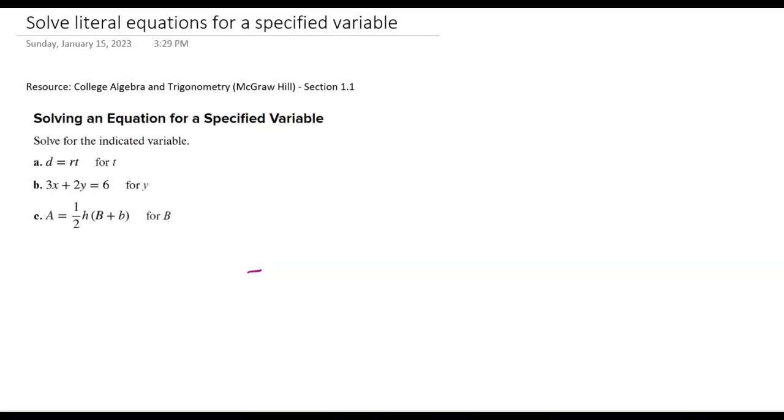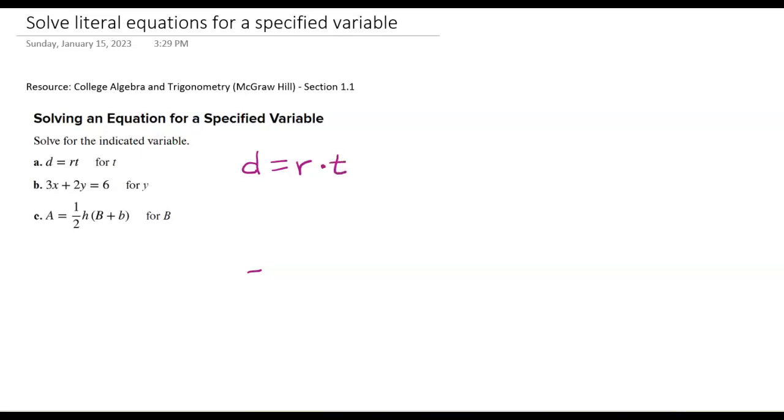This video is going to look at solving literal equations for a specific variable. Literal equations just mean that there are multiple variables in the equation and you want to isolate the equation for one of those variables. Let's look at A. This is the equation for distance equals rate times time.